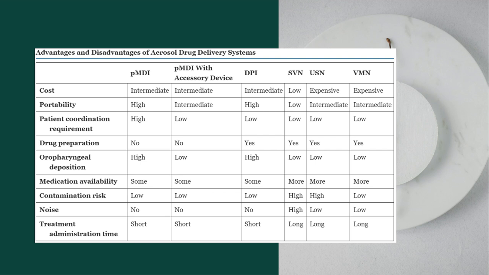Some of the key types include jet nebulizers, ultrasonic nebulizers, and mesh nebulizers. Each has its unique mechanism of generating aerosols, which impacts factors like particle size, efficiency, and portability. Jet nebulizers, for example, use compressed air to turn liquid medication into an aerosol. They are reliable and widely used, but they can be bulky and noisy.